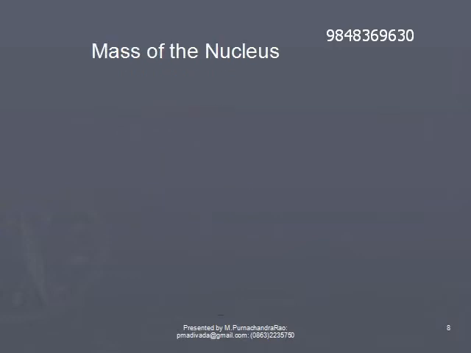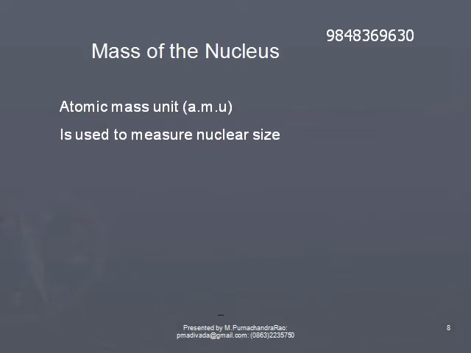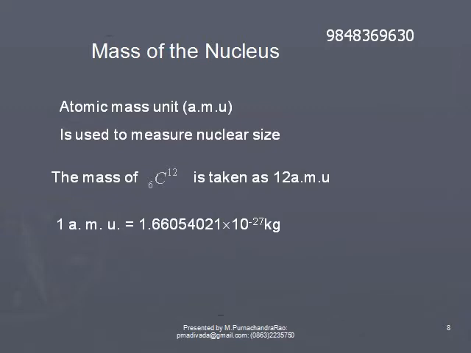Mass of the nucleus. We measure the mass of the nucleus with a unit called the atomic mass unit. We consider the mass of carbon-12 as 12 atomic mass units. We assign 12 atomic mass units as the mass of the carbon-12 atom.